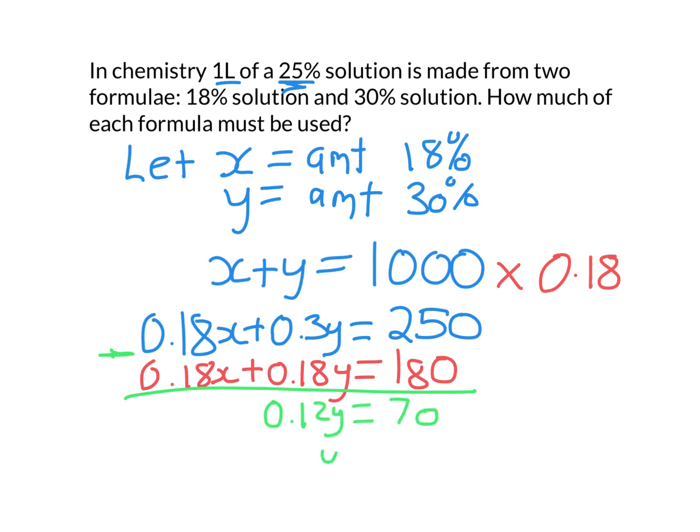So now I go 70 divided by 0.12, I get 583.3 recurring mils. So that means I need to use 583 and a third of a mil of the 30% solution and the other 416.6 recurring mils I use of the x solution. So I use about 417 mils of the 18% solution and about 583 mils of the 30% solution. All right, let's now look at one more worded question.